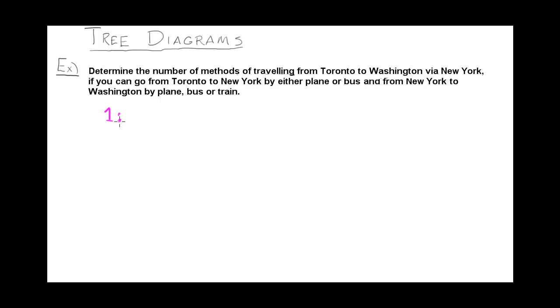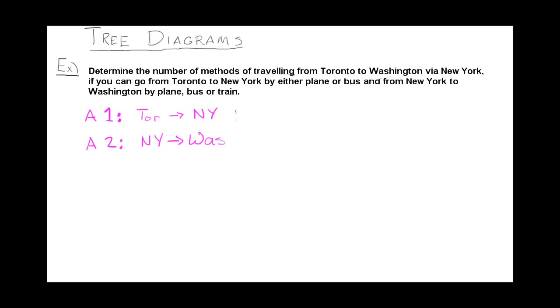A tree diagram is going to help us illustrate how many different ways we could go. What a tree diagram is good for is when you're performing multiple actions in succession. So in this case, we have two actions we have to perform. We have to perform the action of going from Toronto to New York, and then the second action is going from New York to Washington. And then we perform those two actions back to back, which takes us from Toronto all the way to Washington.